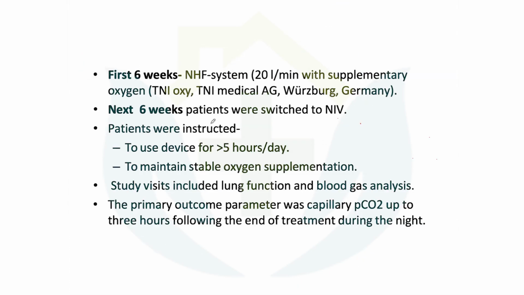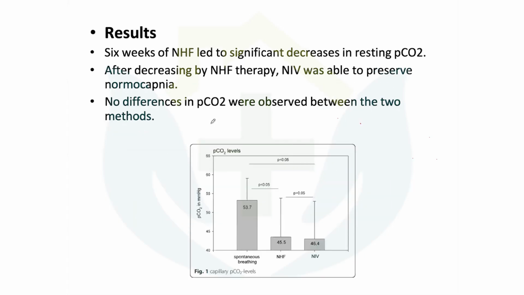In the first 6 weeks, NHF system 20 liters per minute with supplementary oxygen. For the next 6 weeks the patient was on NIV, instructed to use the device more than 5 hours per day, maintaining stable oxygen supplement. And what result we found: in the 6 weeks, HFNC led to a significant decrease in resting CO2. After discontinuing HFNC therapy, NIV was able to preserve normocapnia, and no difference in PaCO2 was observed between the two methods.